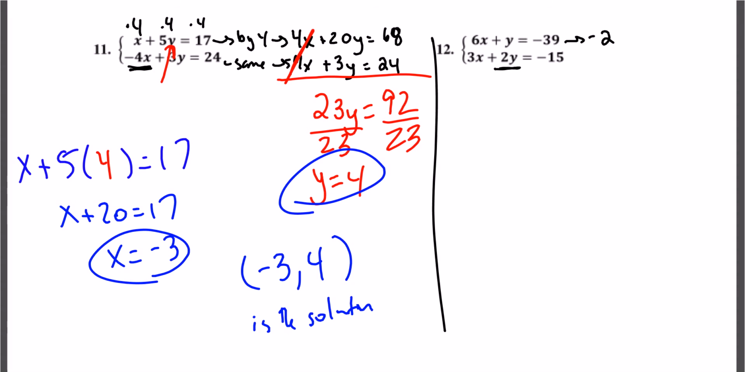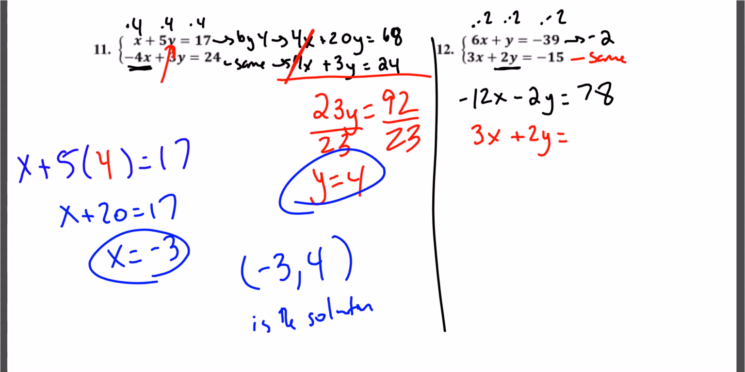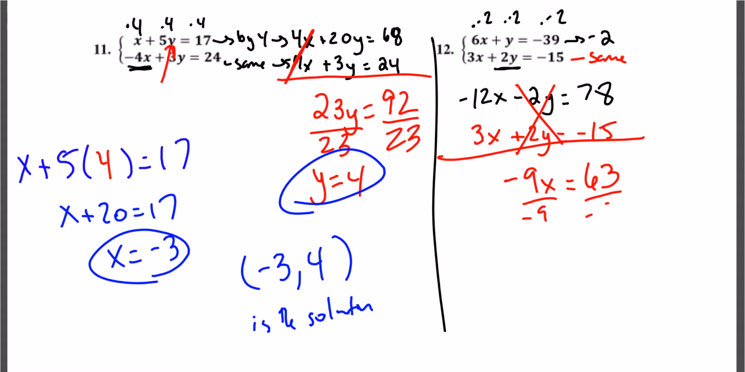So the top's going to be multiplied by negative 2, so I multiply everything by negative 2. I end up with minus 12x minus 2y equals positive 78. Now the bottom, I'm going to keep the same. So it's going to stay 3x plus 2y equals negative 15. Now I'm going to add. The y's cancel. I end up with negative 9x equals 63. I divide by negative 9 on both sides. I get x equals negative 7.